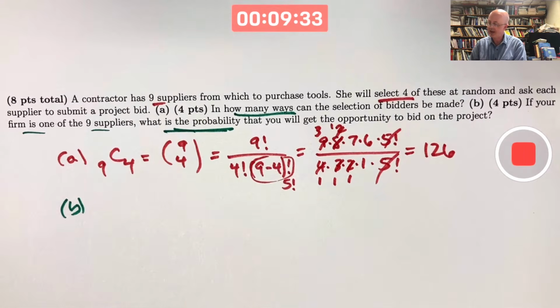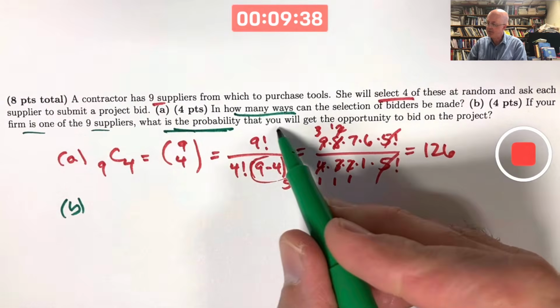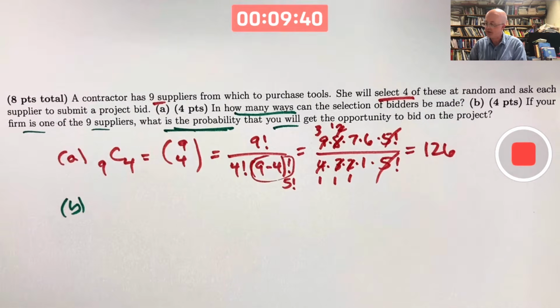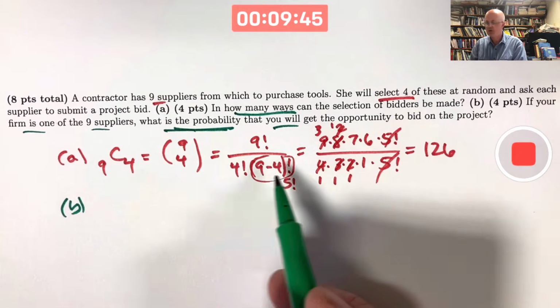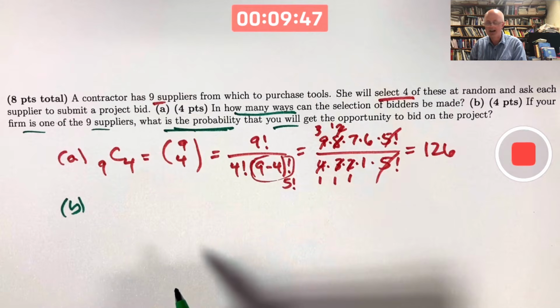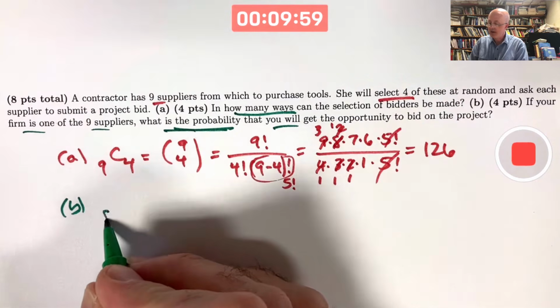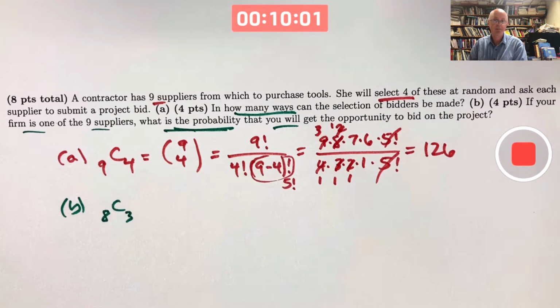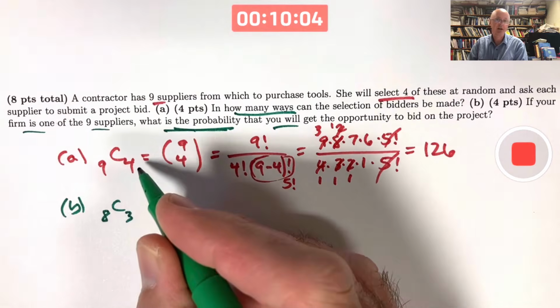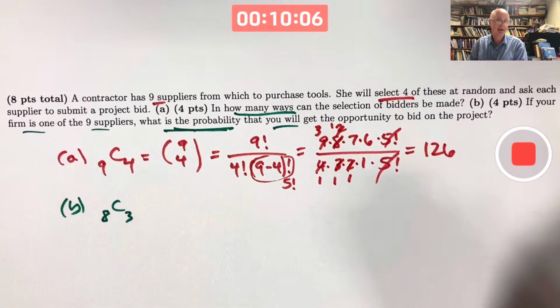Okay, first of all, let's go ahead and do it directly. How do you figure out the probability that you will get the opportunity, your company, you are a supplier, to bid on the project? What you want to do, again, this is the total number of ways of choosing 4 suppliers out of these 9. You want to think about how many ways there are choosing 3 out of 8, because you're pretending you are one of the ones that has already been selected. If we can figure out 8 choose 3, then the ratio of 8 choose 3 divided by 9 choose 4 should be the answer. You got that?